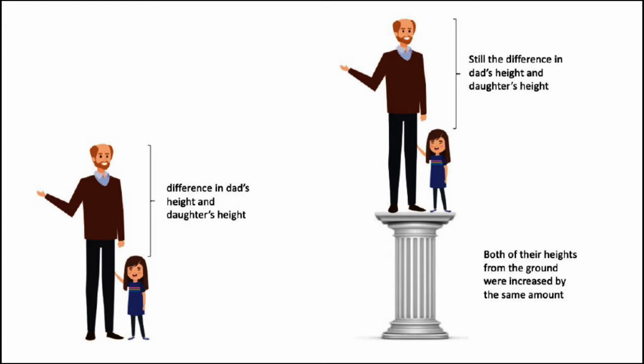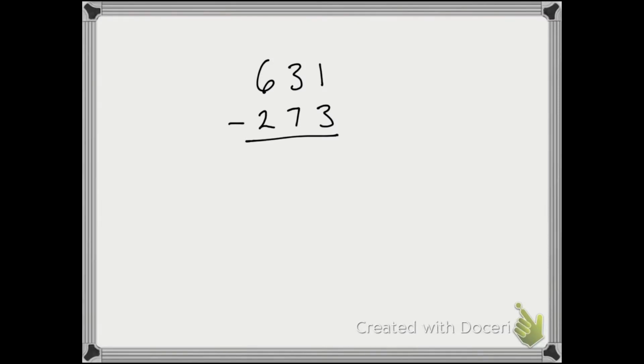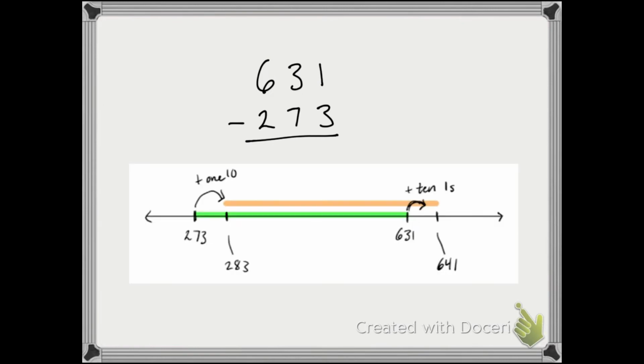And notice that if I raise both of their heights by the same amount, let's say I put them both on a pedestal or a table or a chair or a ladder, the difference in their height is still the same. Both of their heights from the ground were increased by the same amount. Therefore, the difference in their heights didn't change. The way we're looking at subtraction is, what is the difference between these two numbers? And the difference between these two numbers on the number line will stay the same if I bump both numbers up the number line by the same amount.